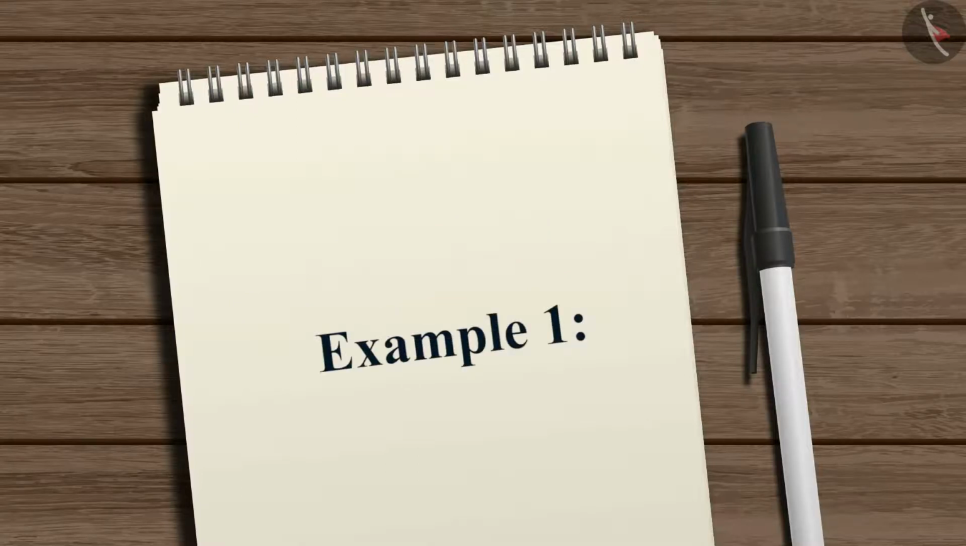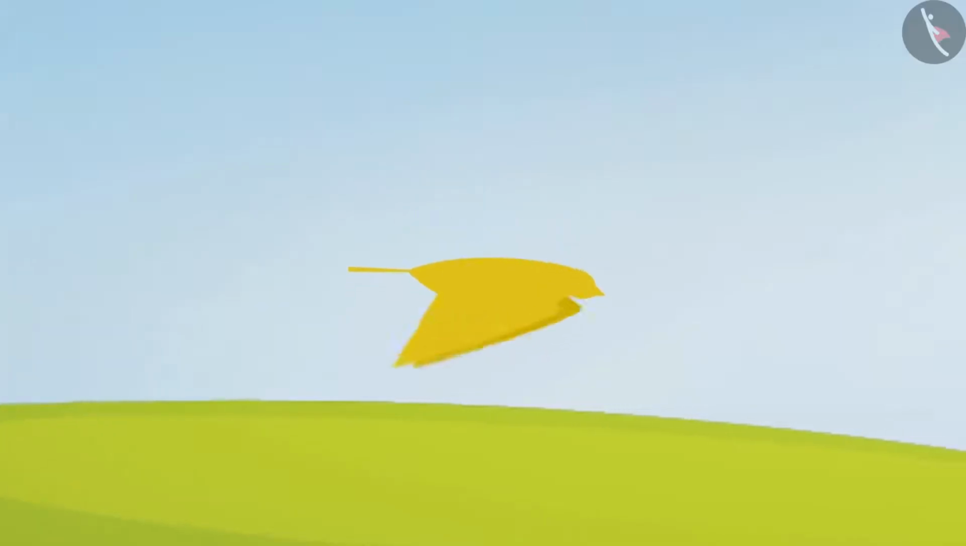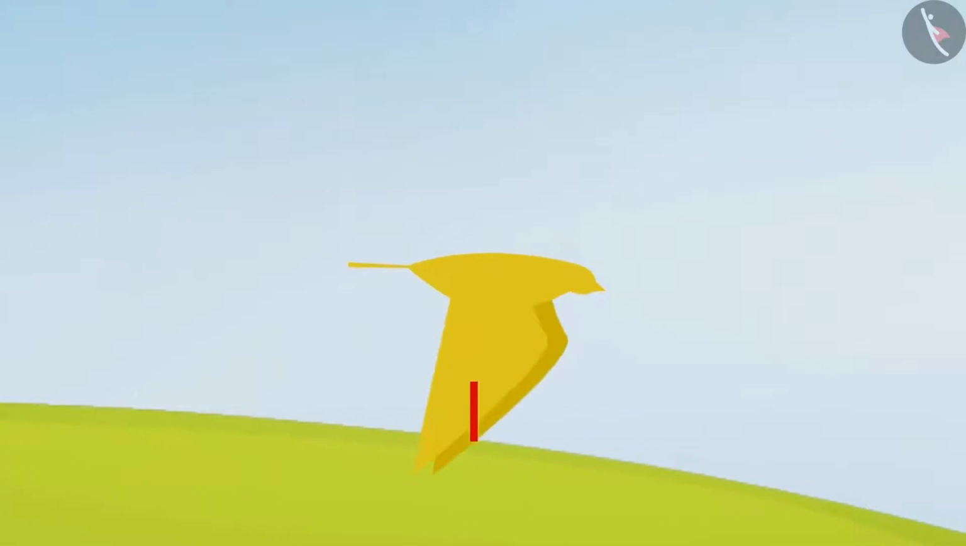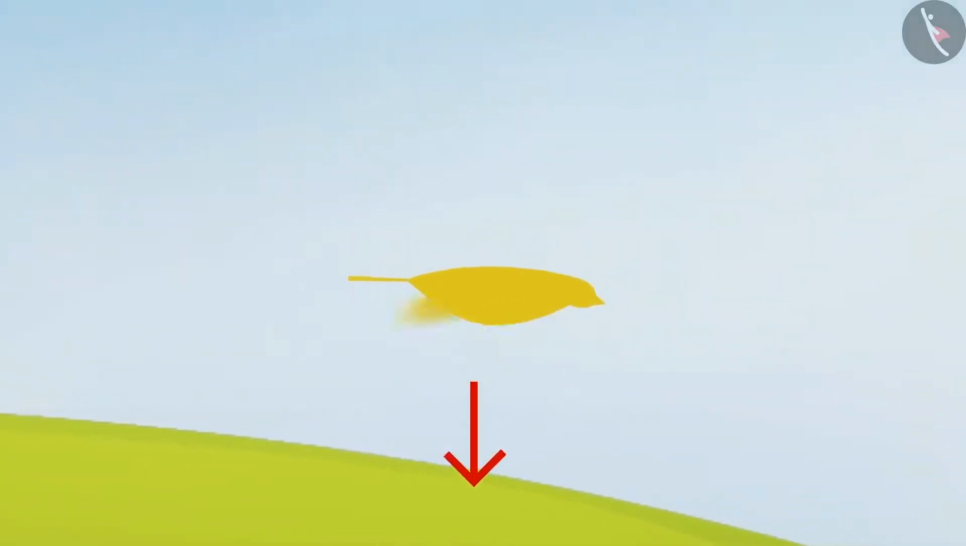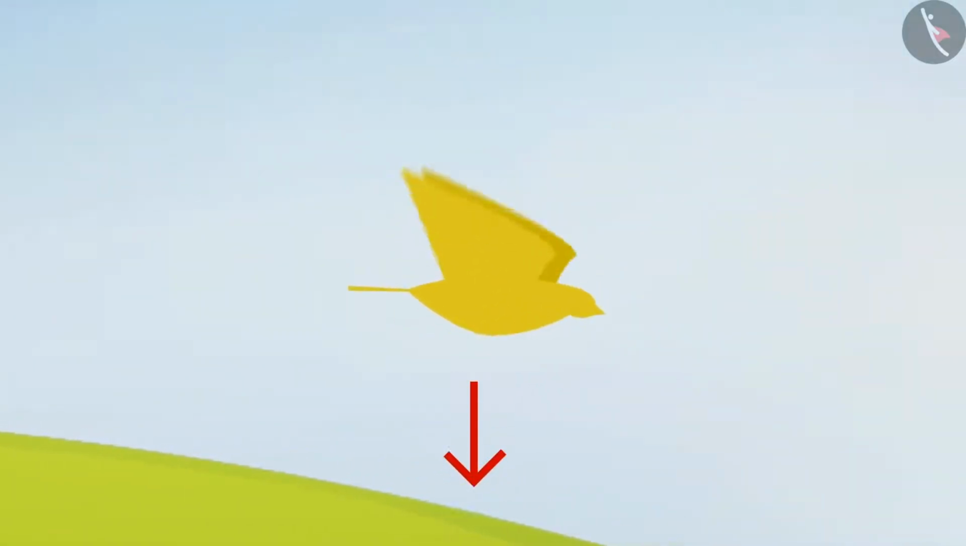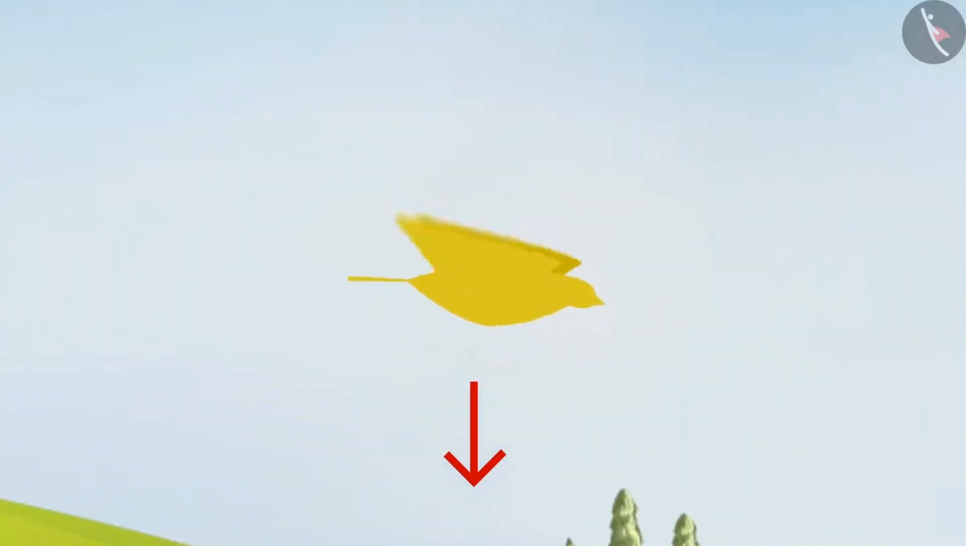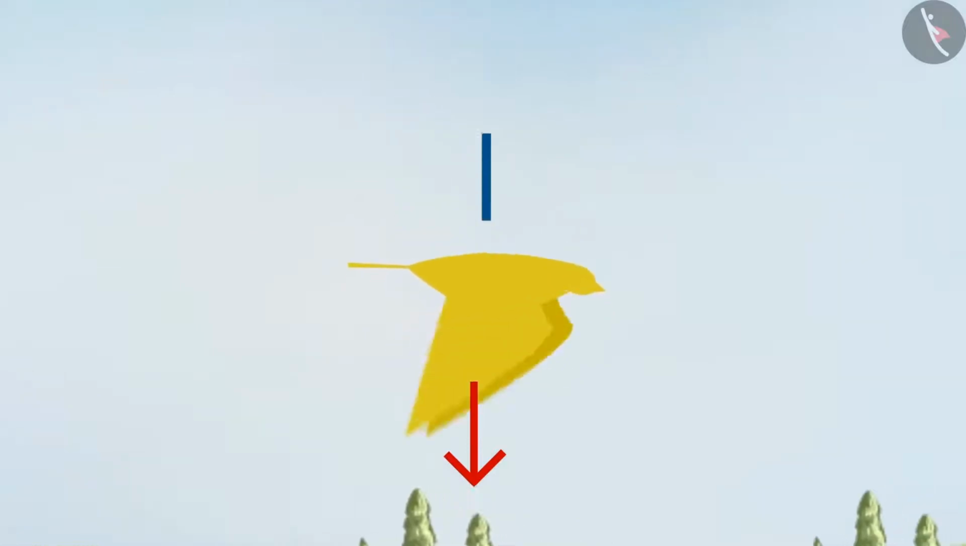Example 1. Let us consider the case of a bird flying by flapping its wings. When a bird flaps its wings downwards trying to lift off, it creates a force that pushes the air downwards, which results in an equal and opposite force that pushes the bird upward and helps it to fly into the sky.